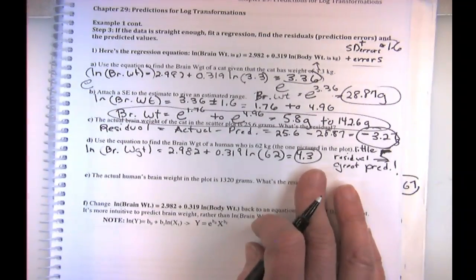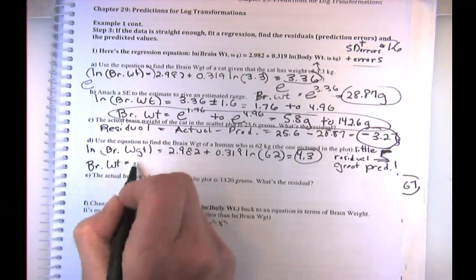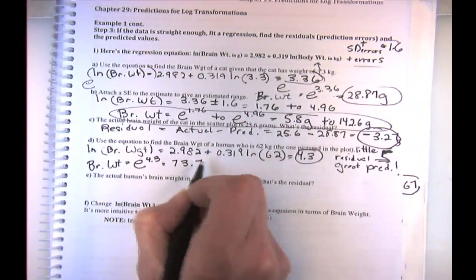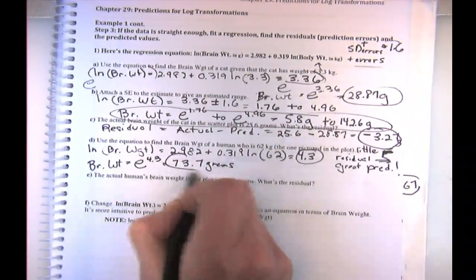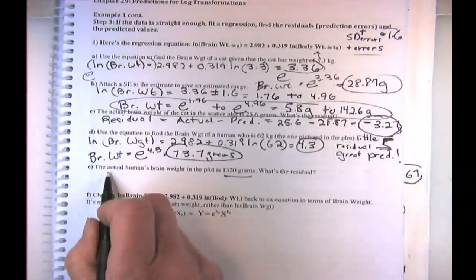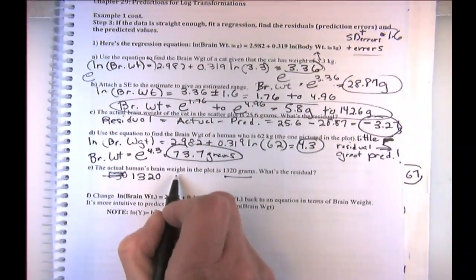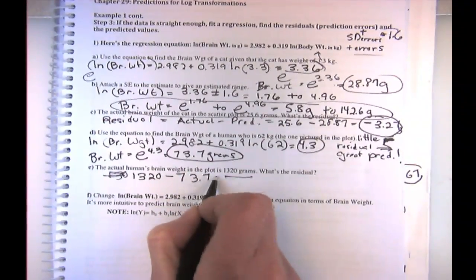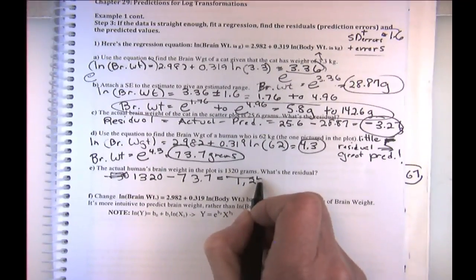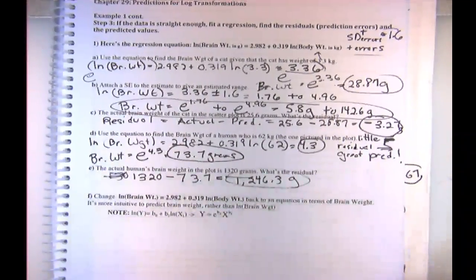Now let's anti-log it. So what's the brain weight? The brain weight for the human is going to be e to the 4.3, which is 73.7. Now we can put our units in grams. And look, the actual brain is much bigger than that. So the human has a very big residual. The actual is much bigger than the predicted. 1,246.3 grams residual. Okay.